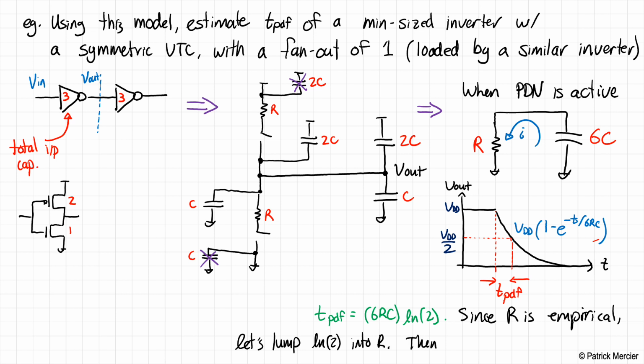Then what we say is TPDF. Actually, let me write this to be consistent in green. TPDF is just equal to 6RC. Okay, that makes our life a little bit easier. We don't have to carry this log 2 around all over the place. Okay. So we've now computed the propagation delay for a falling edge.